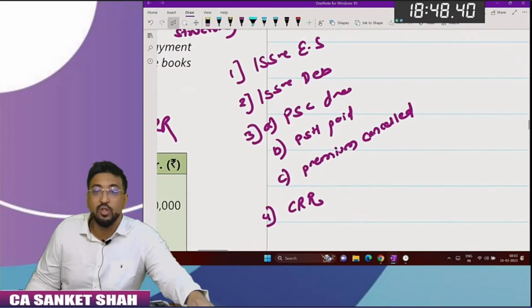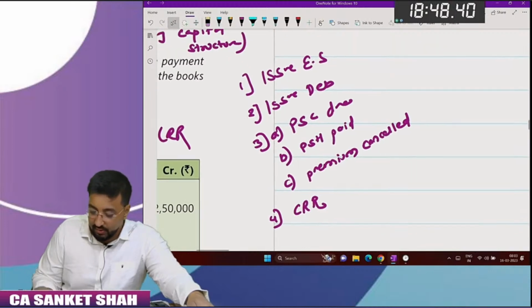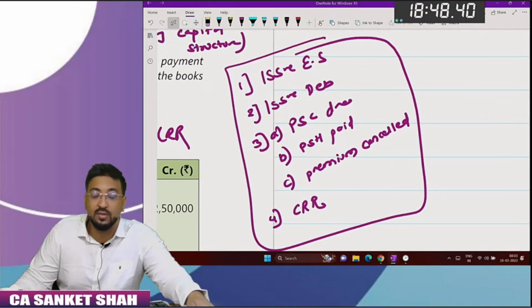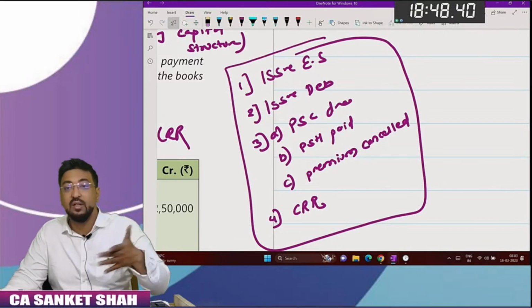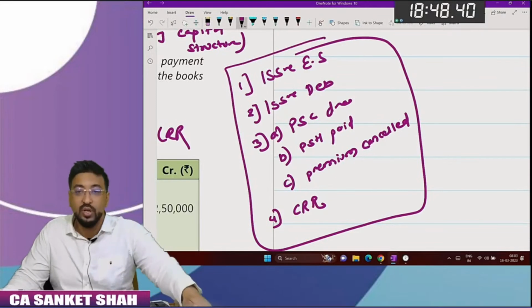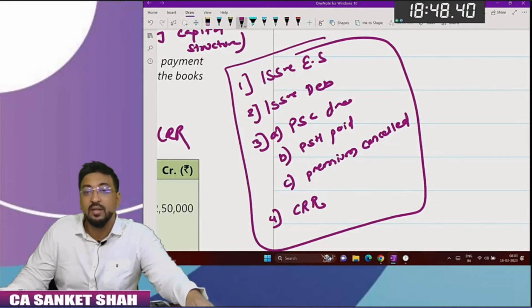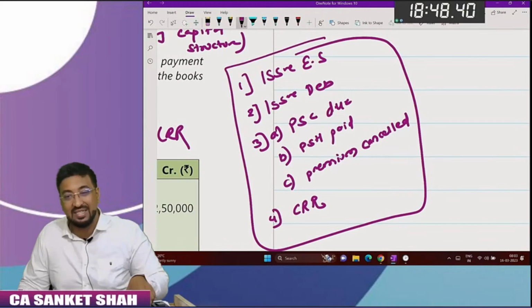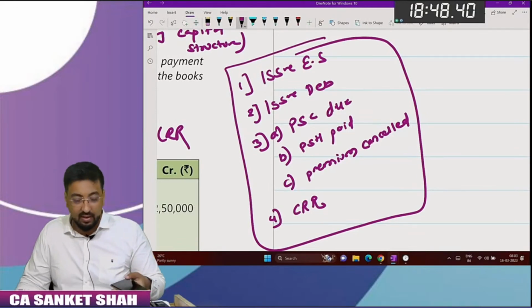So, issue equity shares. What is the entry, sir? Bank account debit to equity share capital. Yes, write down the sequence. When you write the sequence in the study material, beta, you will find it easy at the time of revision. Issue equity shares, then issue debentures, then preference share capital, then preference share capital due. Due means it will be due. Then preference shareholders paid, then premium cancelled, and the last entry will be CRR.